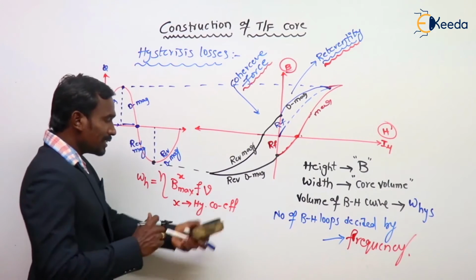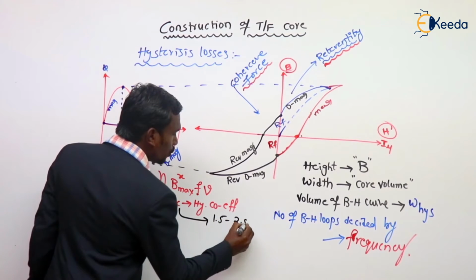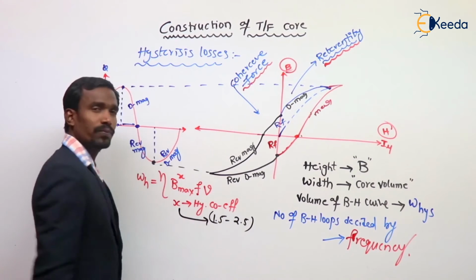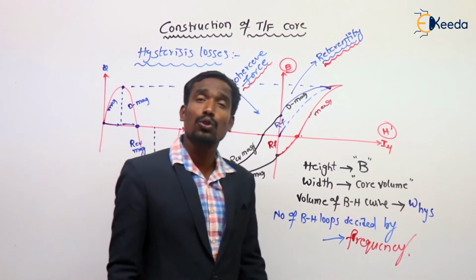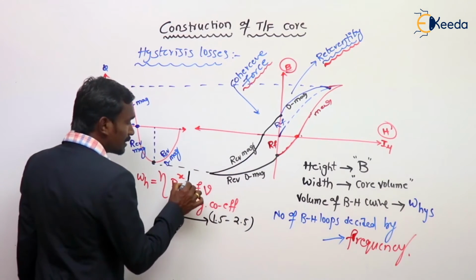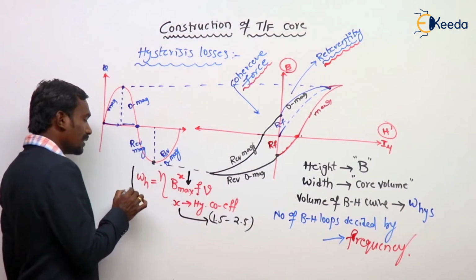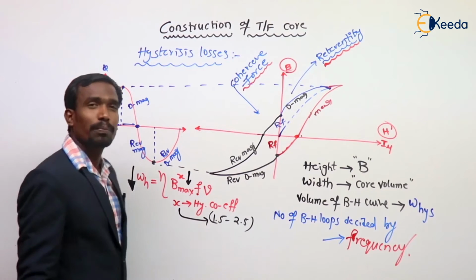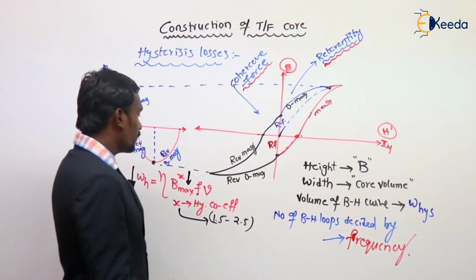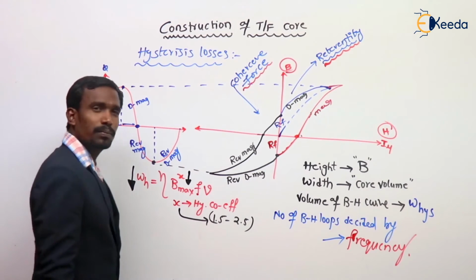Generally, the hysteresis coefficient value is in the range of 1.5 to 2.5. If the hysteresis coefficient value is minimum, then automatically the hysteresis losses are also minimum.